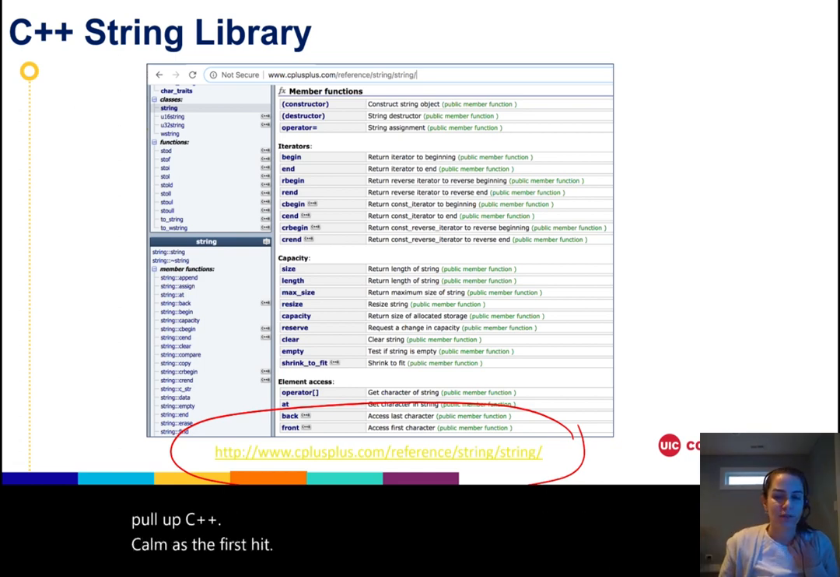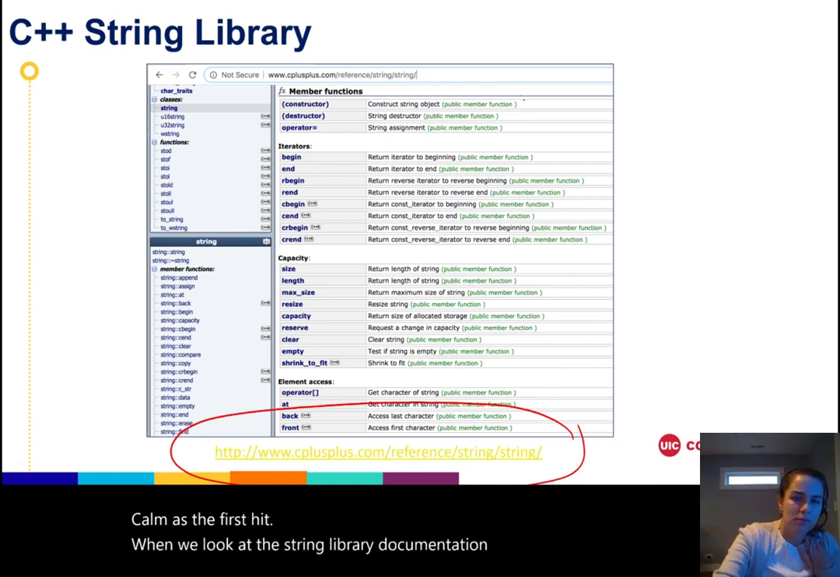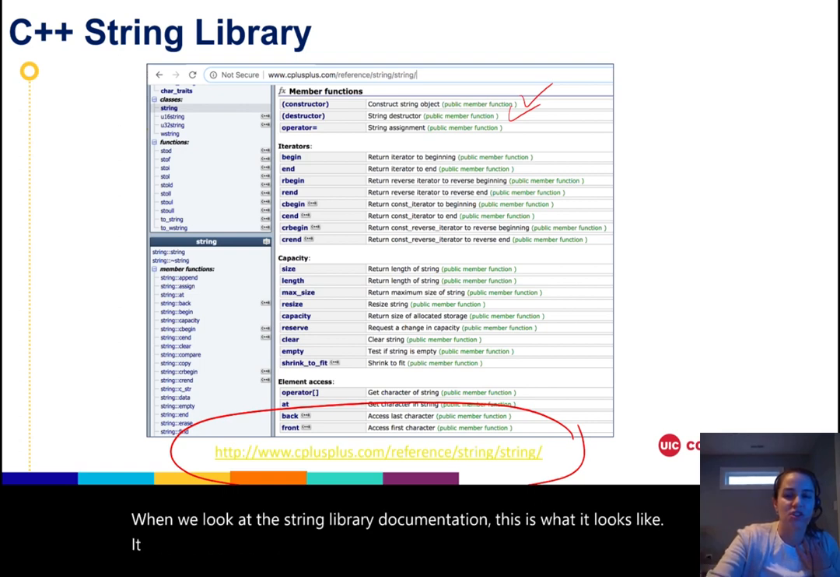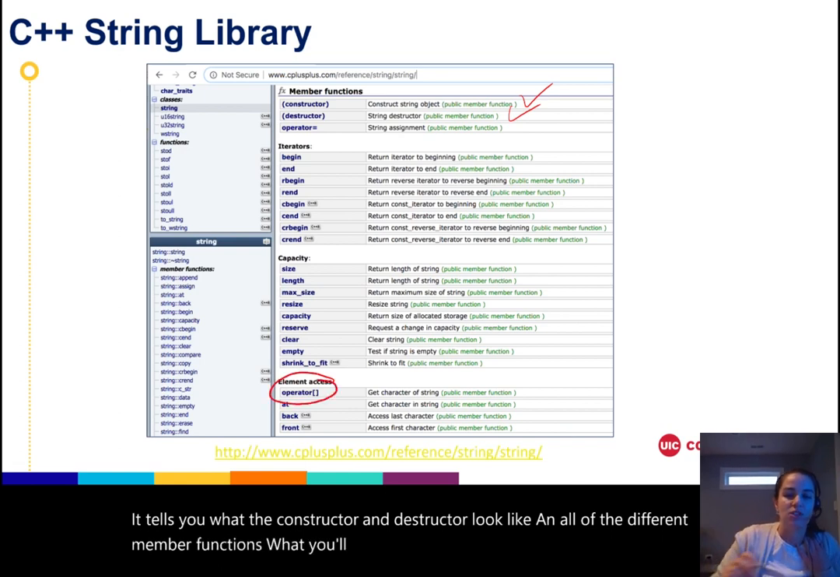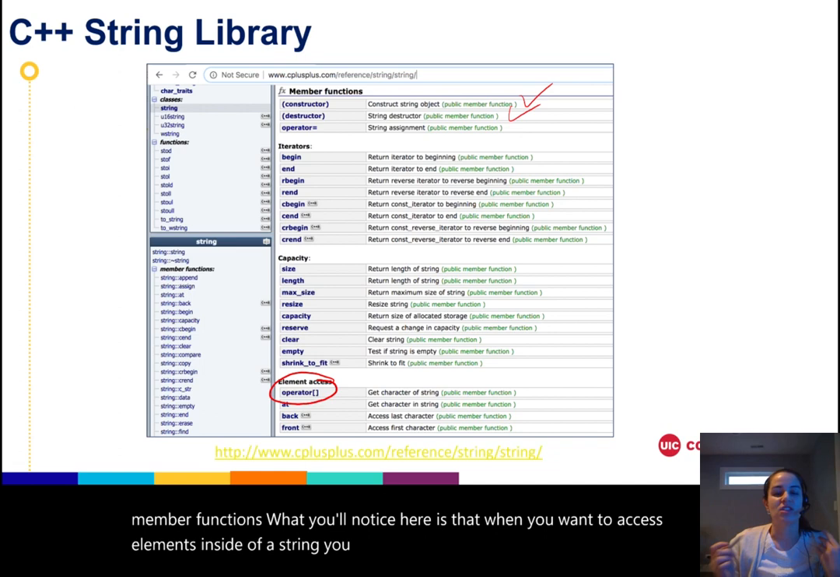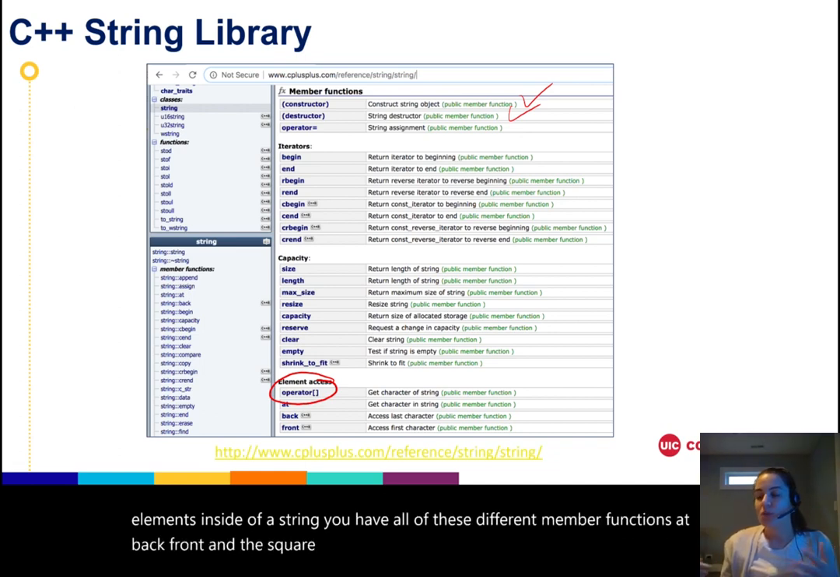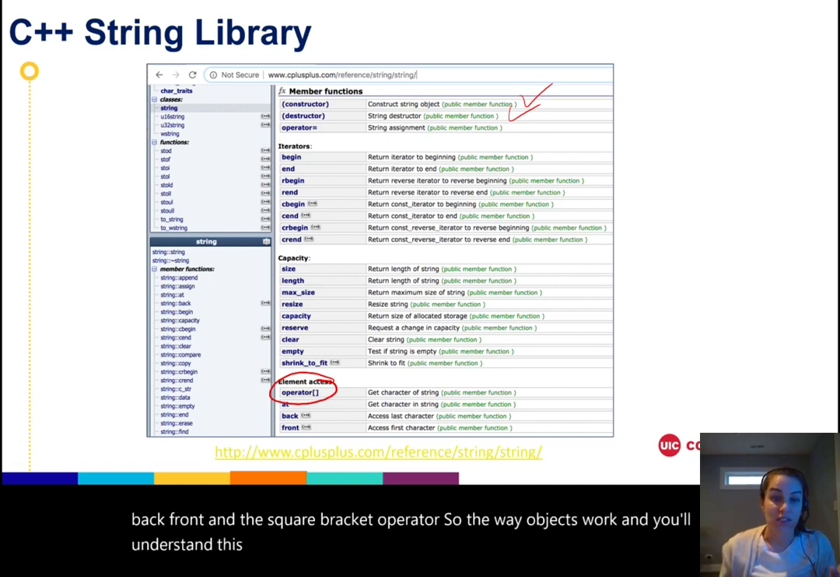When we look at the string library documentation, this is what it looks like. It tells you what the constructor and destructor look like, and all of the different member functions. What you'll notice is that when you want to access elements inside of a string, you have all of these different member functions: at, back, front, and the square bracket operator. The way objects work, you'll understand very deeply by the end of this class, so if this is confusing right now, don't worry.